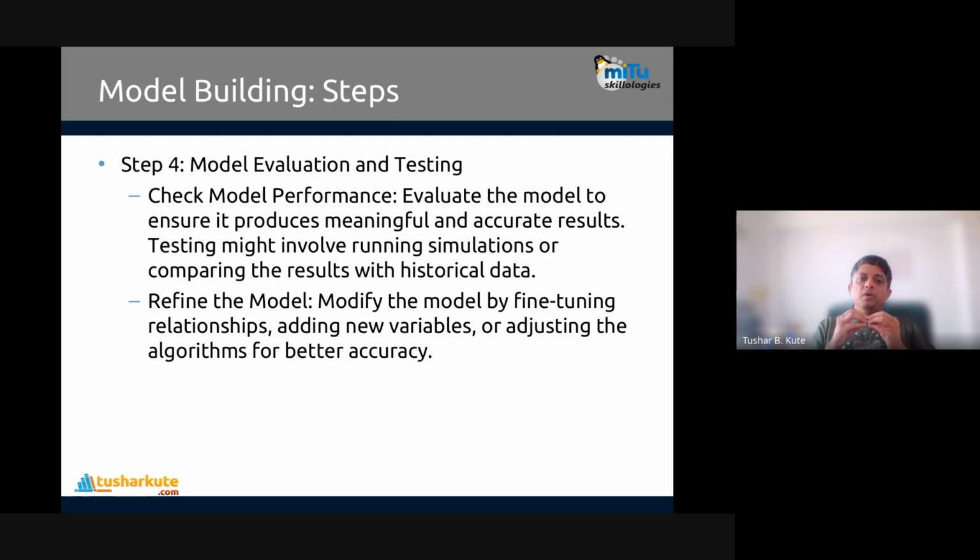Correct. So refine the model. Refining the model means modifying the model by fine-tuning relationships, adding new variables, or adjusting the algorithm for better accuracy. They all are possible.